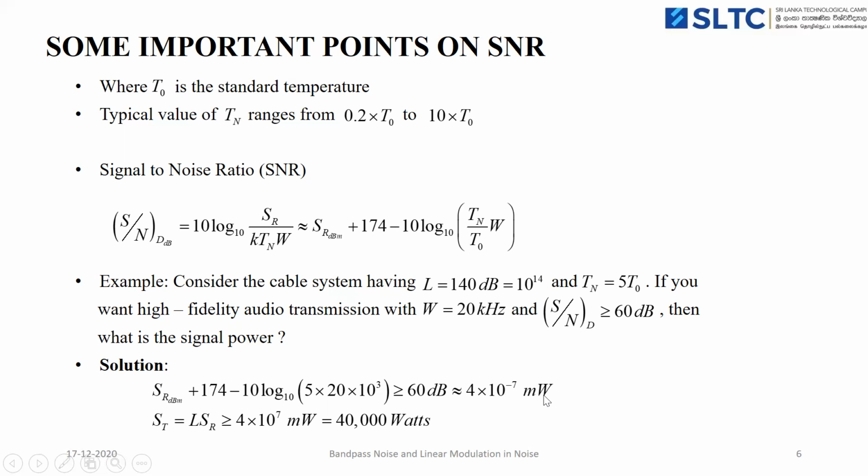And if you know the received signal power, then we can find out the transmit power, because we know the relation between signal power, transmit power and received power. Therefore, we get the transmit power ST equal to L into SR. So the transmit power is equal to 4 into 10 power 17 milliwatts, or we can write it as 40,000 watts is required.